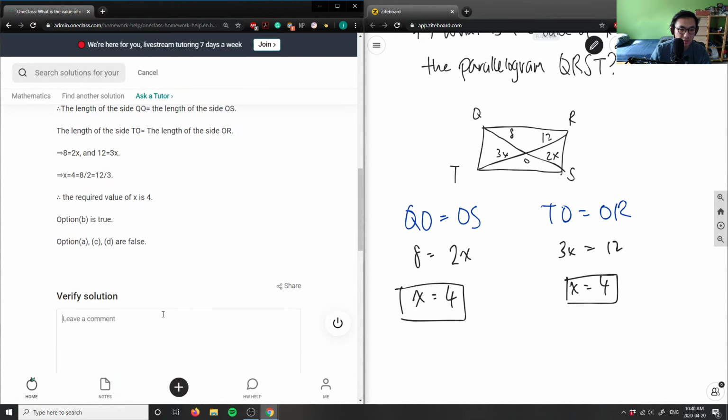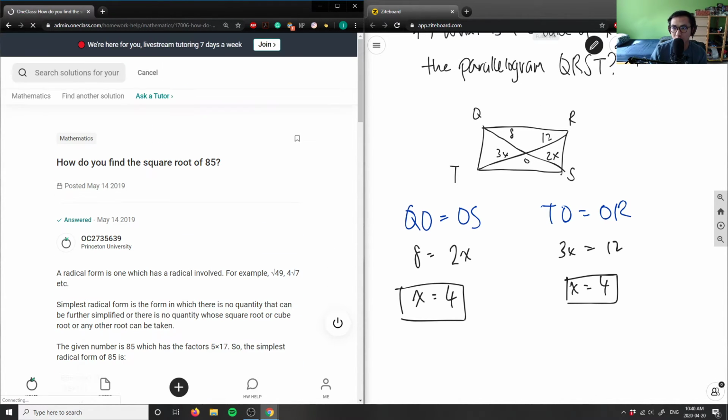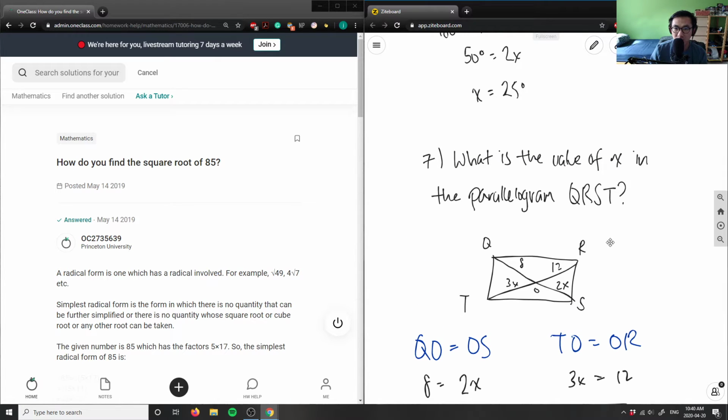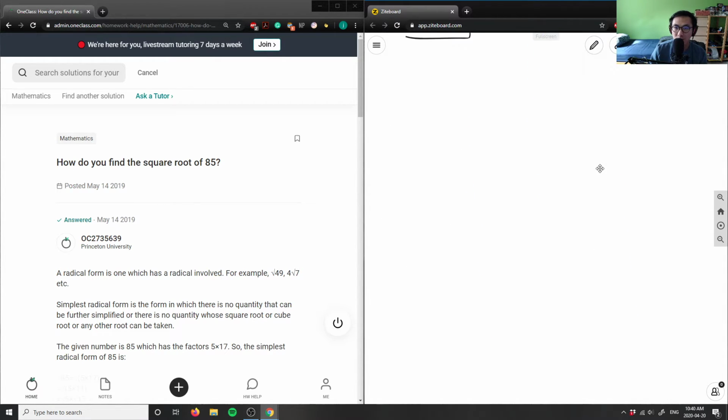So this here is a great solution and analysis. So our solution here is correct. Nice. So this is 7. That's good. Let's do number 8.